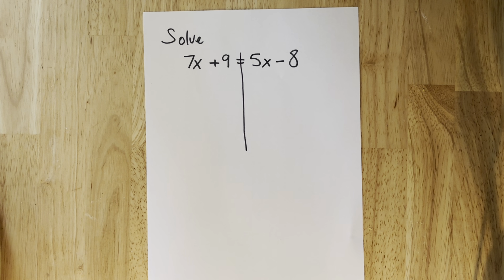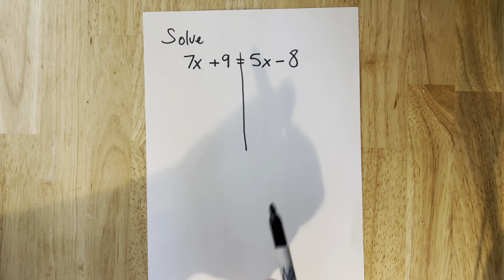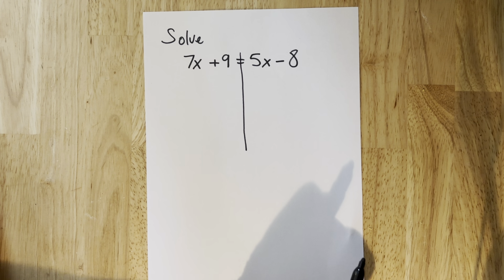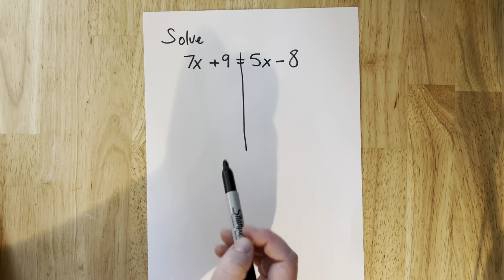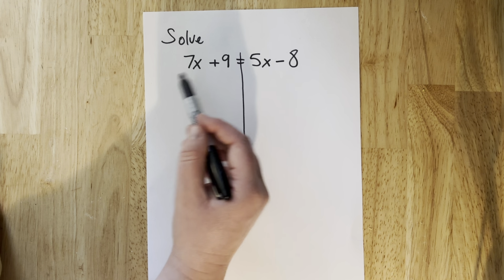Today we're going to be solving the equation 7x plus 9 equals 5x minus 8. When we solve, our goal is to get x alone on one side of the equal sign. To help us clearly see the two sides of the equation, I've drawn a line through the equal sign. So the first thing I notice is there's two different terms that both have x.